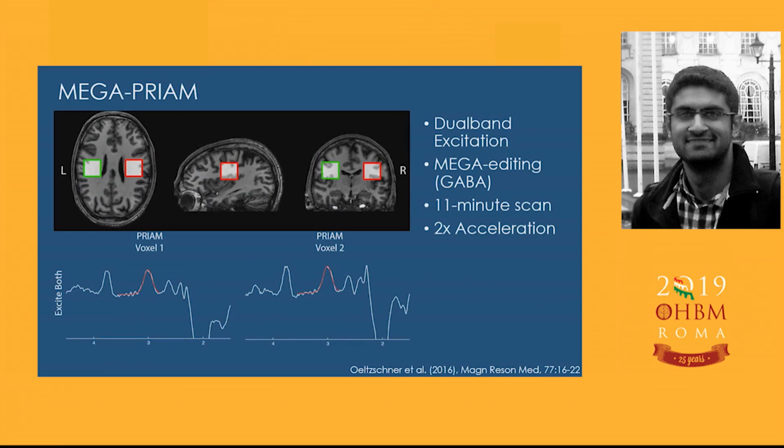Working with MEGA-PRIME, we acquired this data in subjects in 2 different regions, and you can see that you can get GABA-edited spectra simultaneously, in 11 minutes, in 2 different regions. That allows a factor of 2 acceleration relative to the conventional MEGA-PRESS sequence.